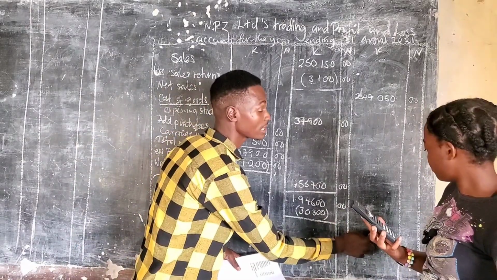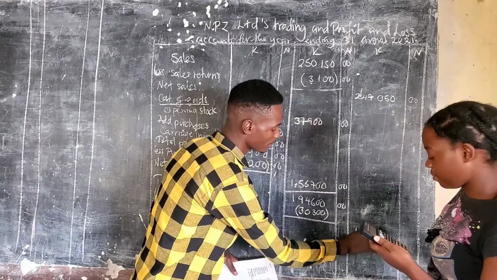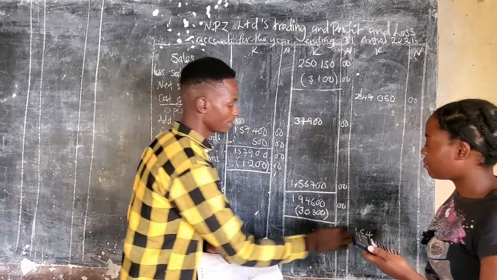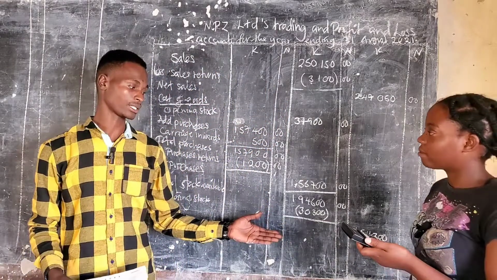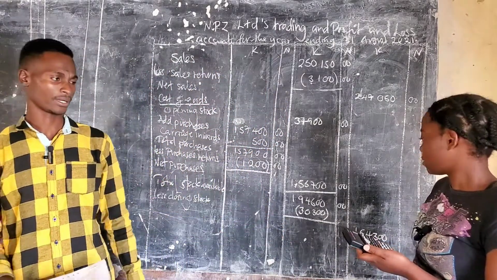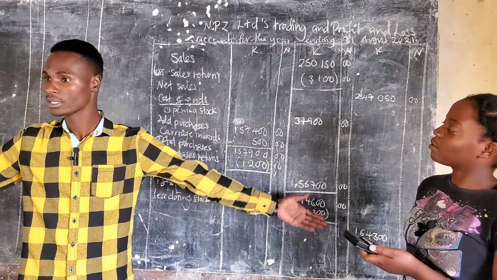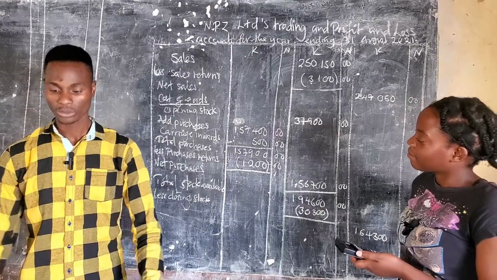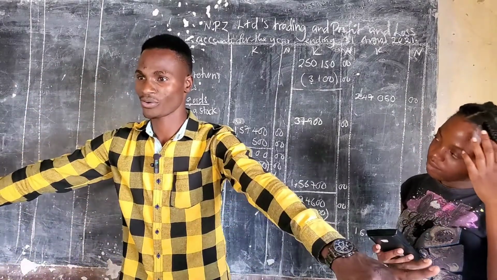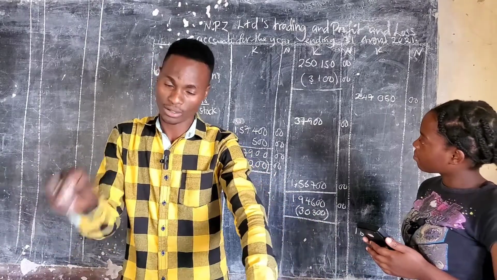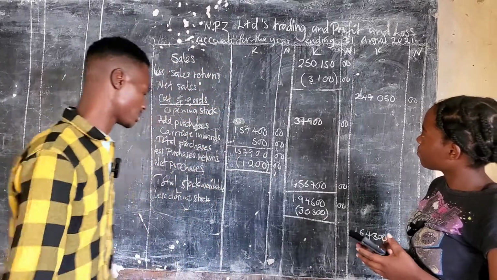164,300. In the last column. What do you call that figure? Cost of goods sold. Yes. Total stock minus the closing stock, then the difference will be the cost of the goods sold. Yes, cost of sales.